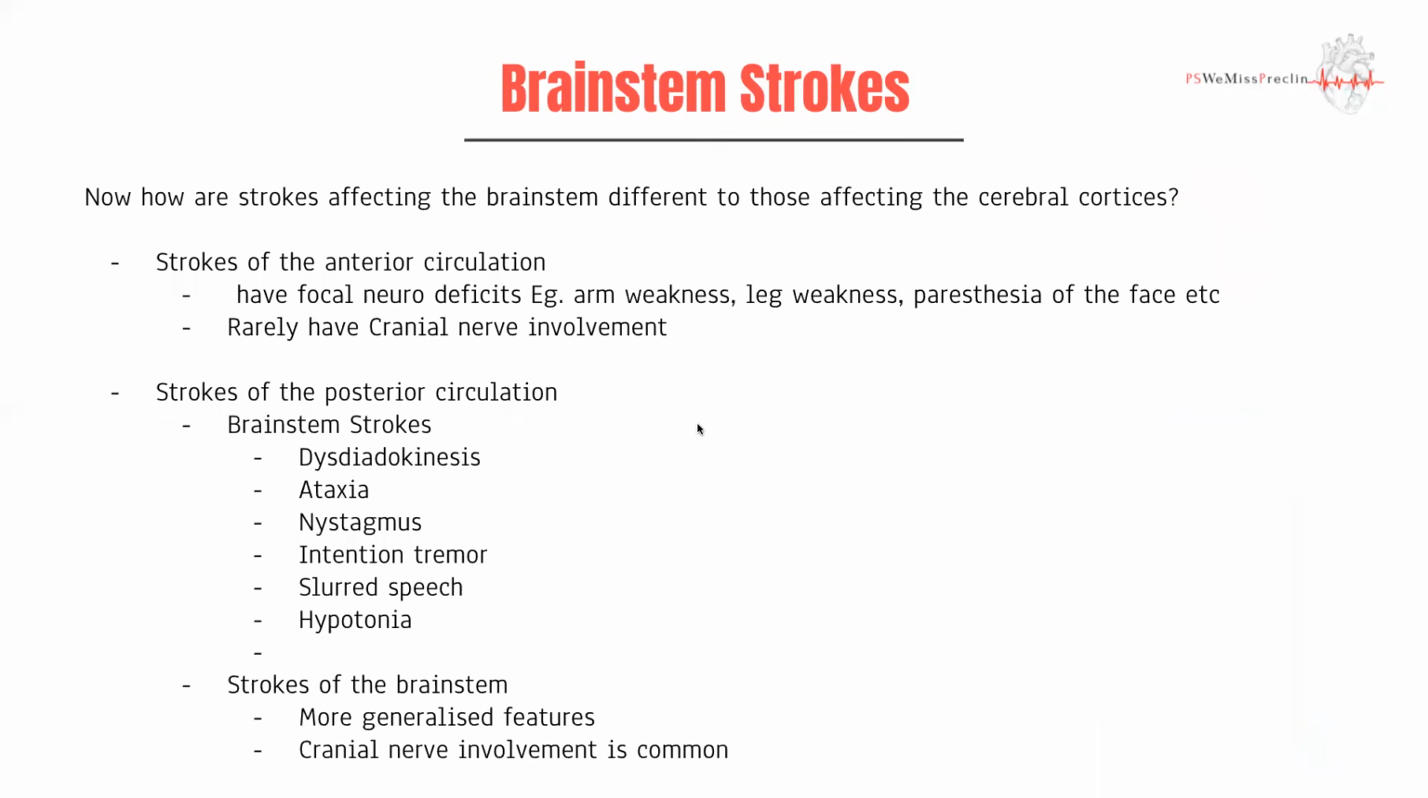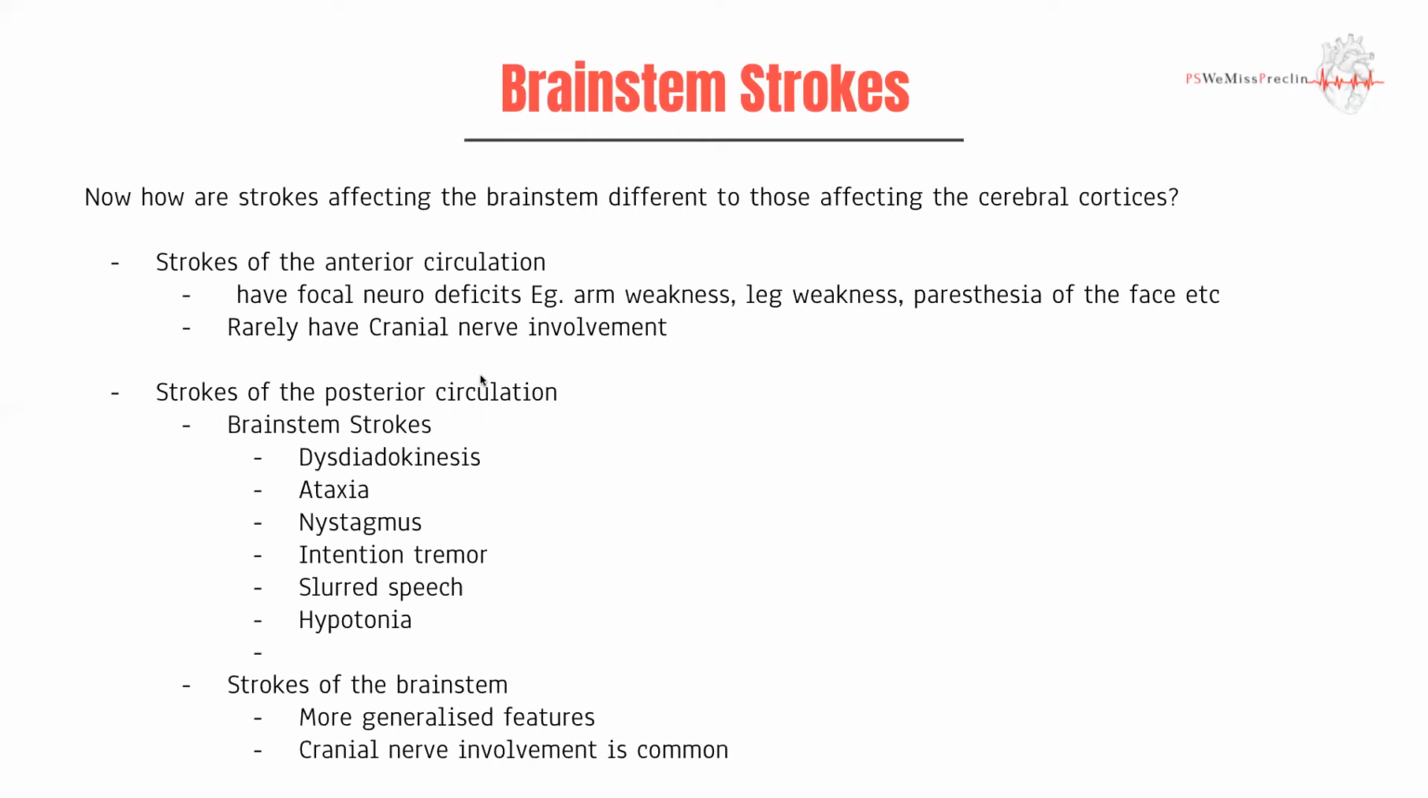So now let's talk a bit about brainstem strokes. So far we've talked about focal ischemic strokes with ACA, MCA, and PCA. We've talked about lacunar strokes. We've talked about basilar artery strokes. Now let's talk about brainstem strokes and how they are different from the ones we talked about earlier, specifically the cerebral cortical ones. We know with anterior circulation, you're going to have focal neurological deficits, so weakness of the arm or the leg or the face.